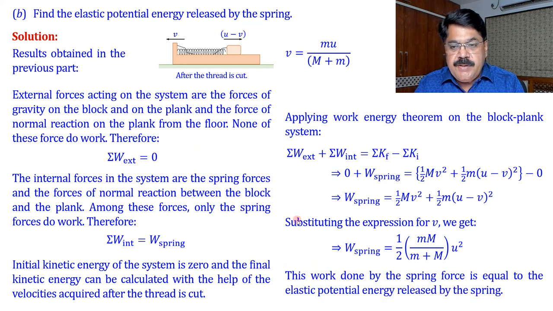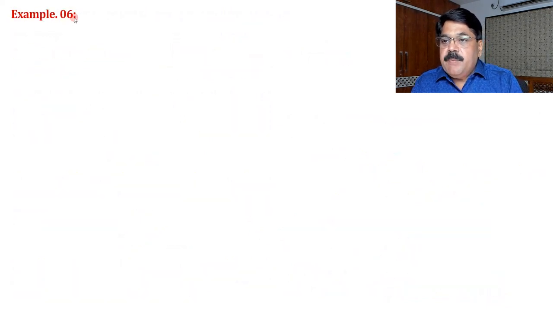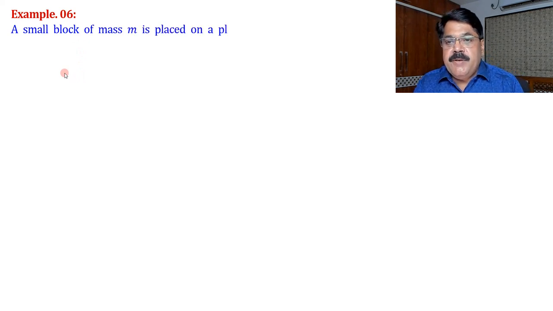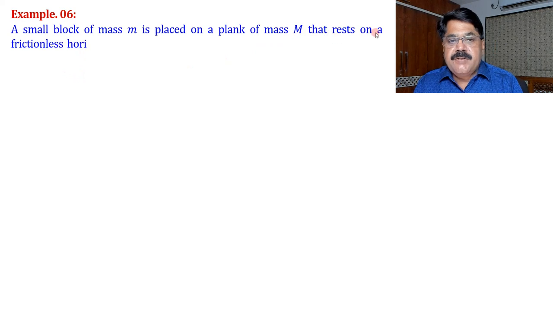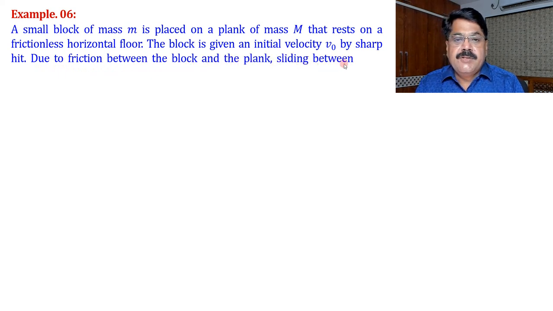And we have seen it earlier. For the next example, Example 6: A small block of mass m is placed on a plank of mass capital M that rests on a frictionless horizontal floor. The block is given an initial velocity v vector by a sharp hit. Due to friction between the block and the plank, sliding between them ceases after a finite time interval.